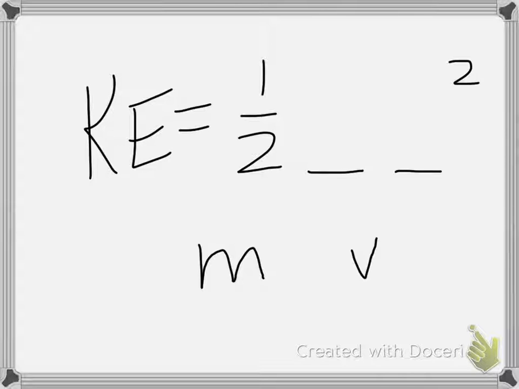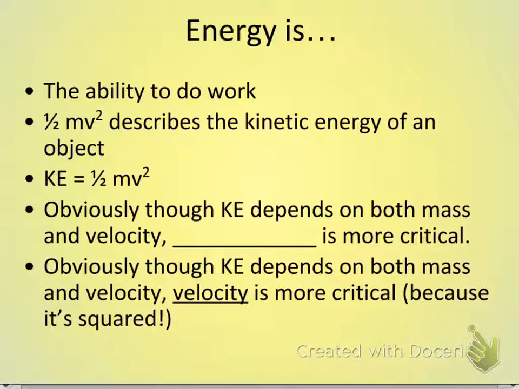Okay, Katie, what were you saying? Mass, velocity. 1/2 mass times velocity squared. Okay, which piece is more important in terms of the kinetic energy of an object? Velocity, by far. So, and there we have K equals 1/2 mv squared.